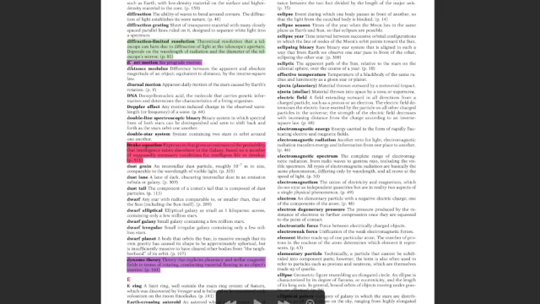Okay, next is distance modulus. It is the difference between the apparent and the absolute magnitude of an object, equivalent to distance by the inverse square law.